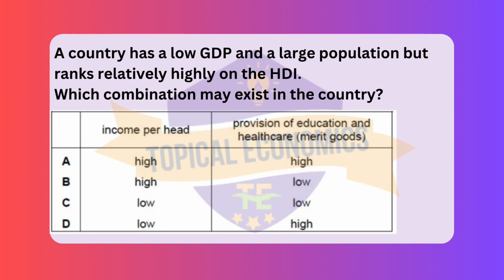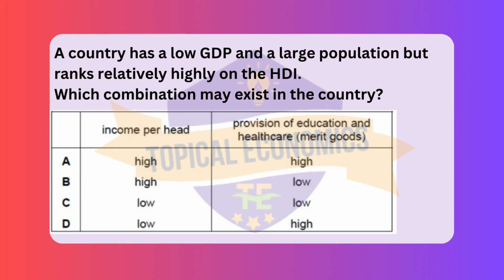Low income per head. The country has a low GDP, so the average income of its citizens is low. This could be due to economic underdevelopment, or the country might not be rich in resources. High provision of education and healthcare, merit goods. Despite the low income, the country may have strong public services in education and healthcare, ensuring good access to these essential services. This would lead to higher education levels and better health outcomes, contributing to a higher HDI score.